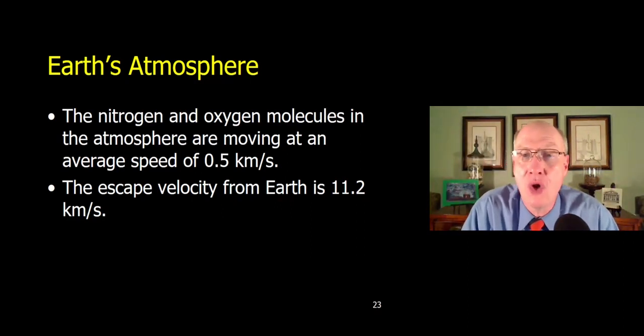The reason that we can hold on to the nitrogen and oxygen in our atmosphere is that, you'll remember, the escape velocity from the Earth is 11.2 kilometers per second. So for these molecules to escape from the Earth, they'd have to be traveling faster than 11.2 kilometers per second. And the average speed of the molecules is much, much less than that. The average speed is only 0.5 kilometer per second.